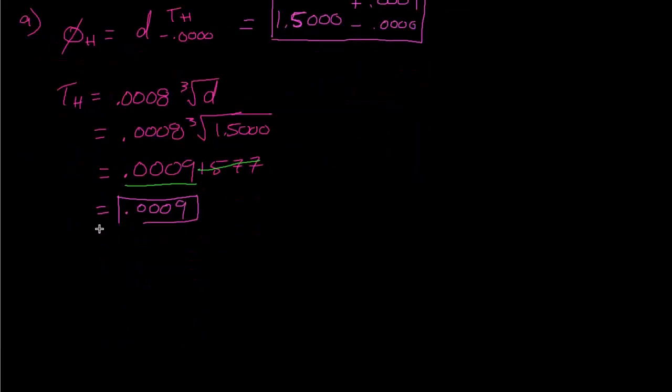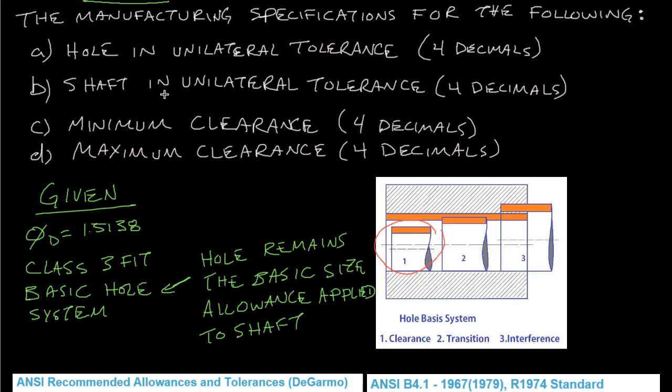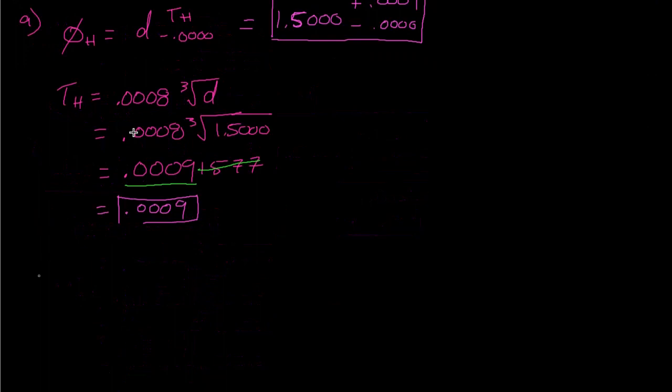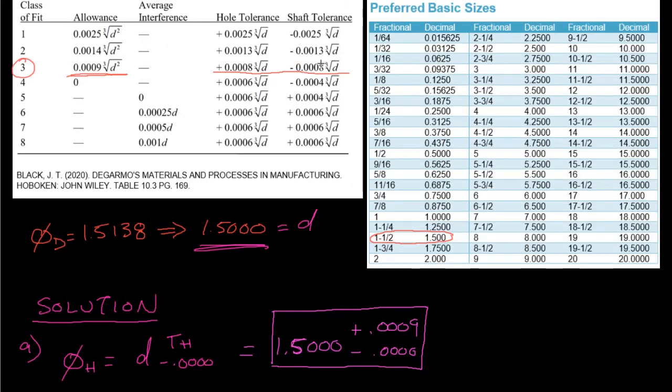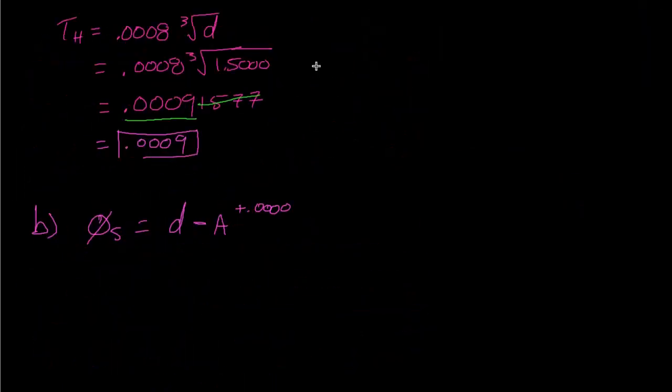Okay. So now, question B says I need to find the shaft in unilateral tolerances. So I know that the shaft has got to be smaller than the hole. So the formula is going to work out like this. D, the basic size, minus the allowance. And I'm not going to add any tolerances to this, so that'll be held at 0, but I will be able to get slightly smaller. And I know it's negative because this table helps me out as well. So the shaft tolerance is a negative value here. So I'll just put tolerance of the shaft right there.